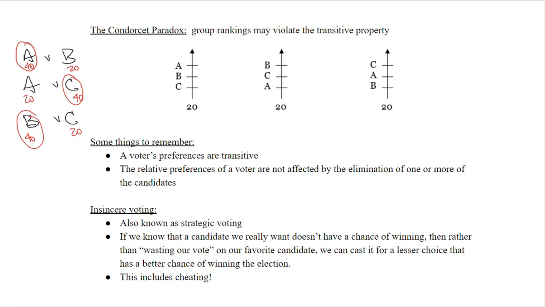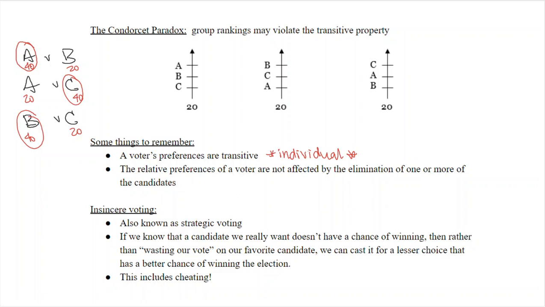Last thing to talk about today is insincere voting. I'm just going to note that this is individual voters. Insincere voting is also known as strategic voting, and it's when you feel like your candidate that you really like doesn't have a chance of winning. So instead of wasting your vote, you go for your second choice or maybe your third choice, someone that you think has a better chance of winning the election, which is fairly common in US politics.